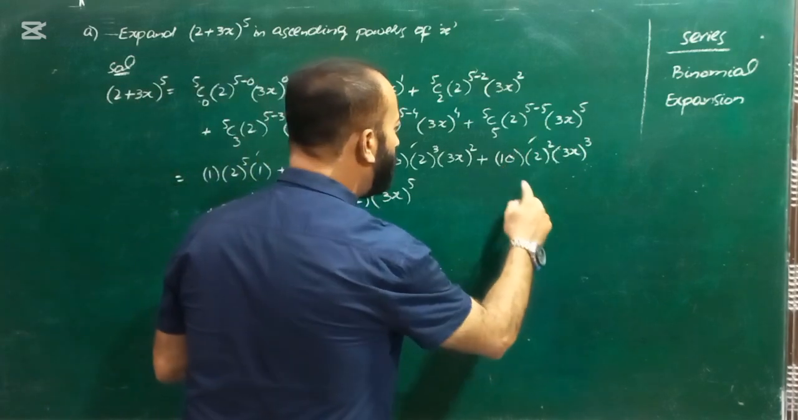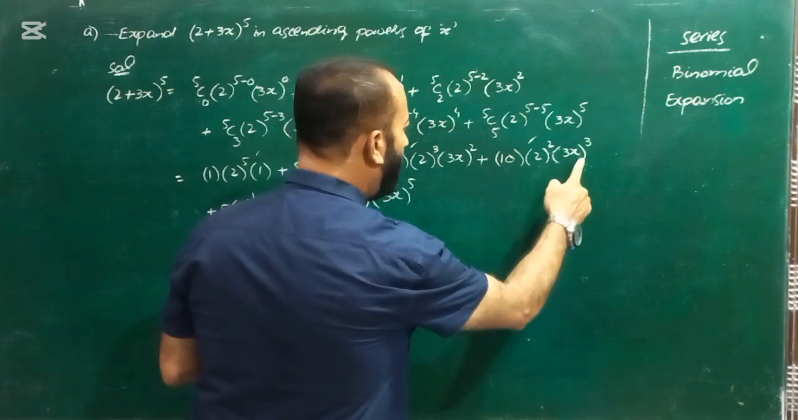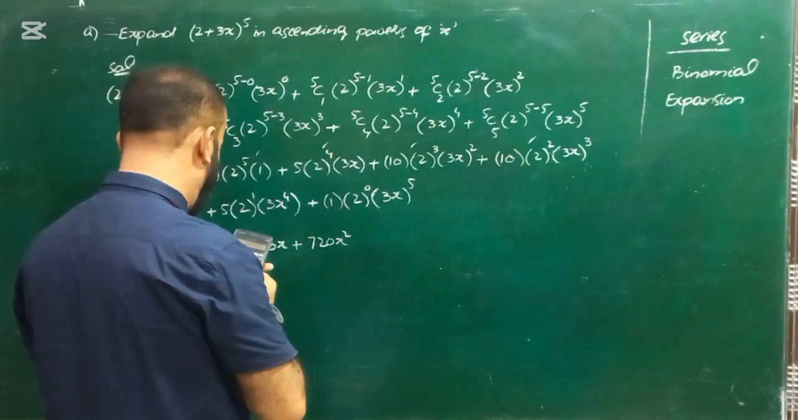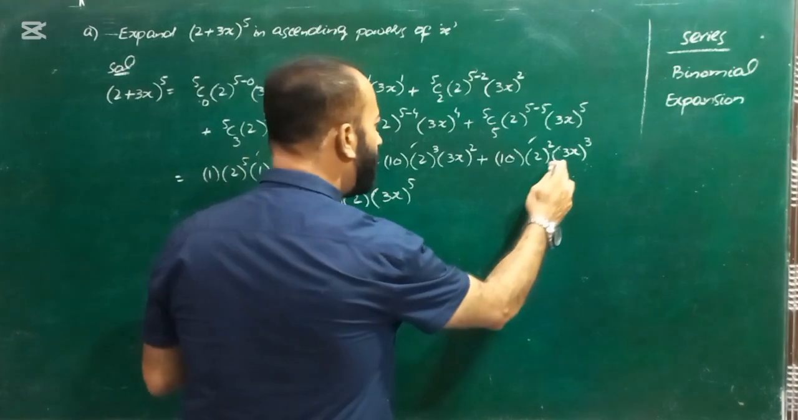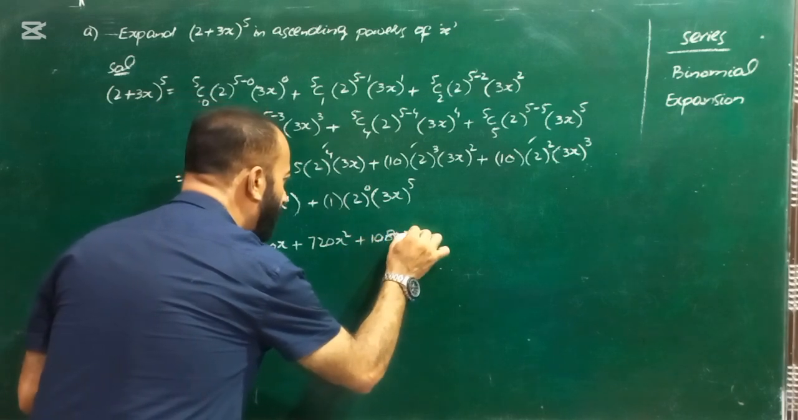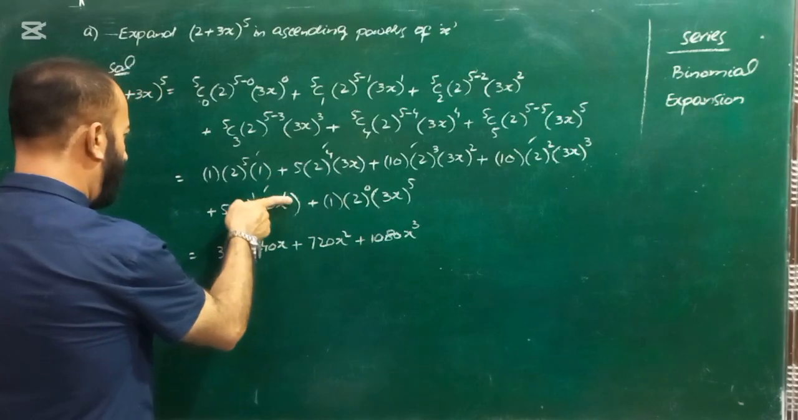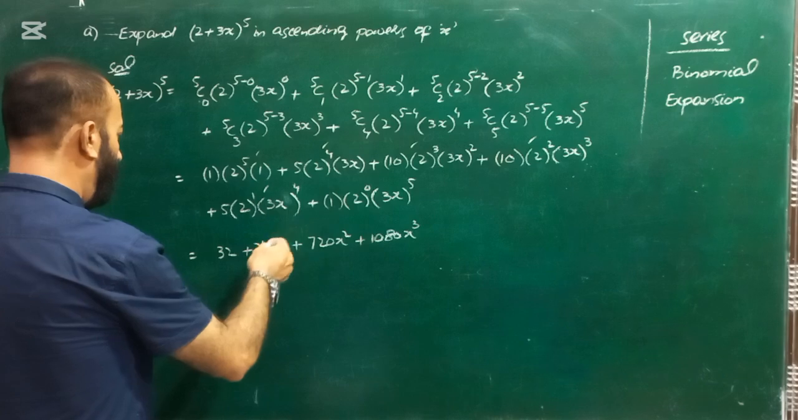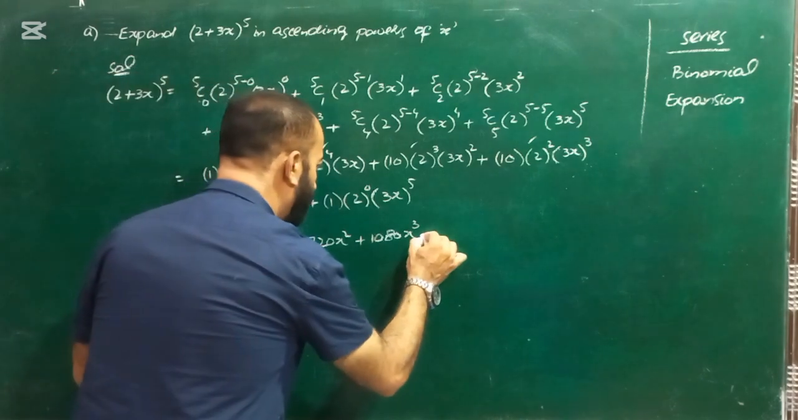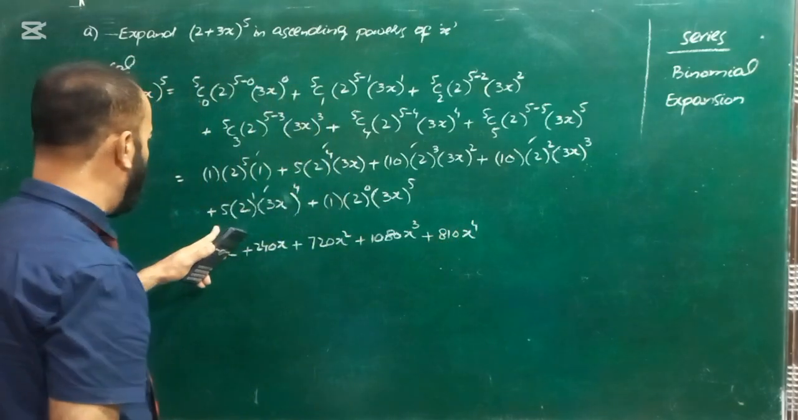Okay, here is the value. So 2 raised to power 2 is 4, 40 into 27, 1080x cube. Now here is the value, 3x raised to the power 4. So 81 into 10 will be 810x raised to the power 4.